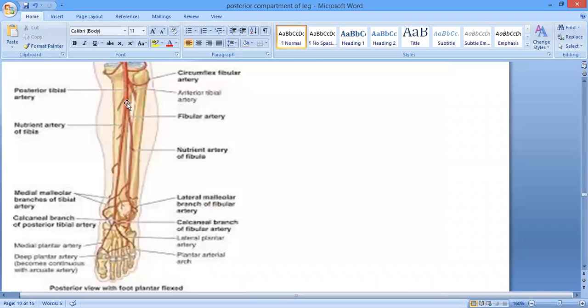Here you can see the fibular artery coming. Here it is going to give these muscular branches to the muscles, and here it is going to give the nutrient artery to the fibula, right? So first of all, it is going to give the muscular branches to the muscles of the posterior compartment and the lateral compartment. Secondly, it is going to give the branch to the fibula, that is a nutrient artery to the fibula, right? And then it is going to give the bigger branch that is called the perforating branch.